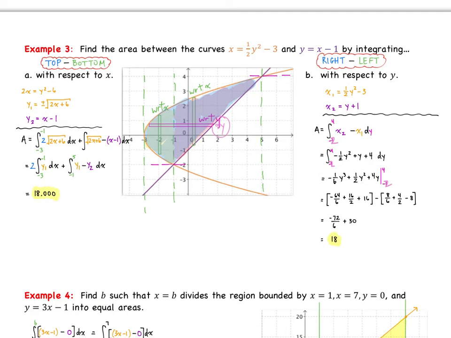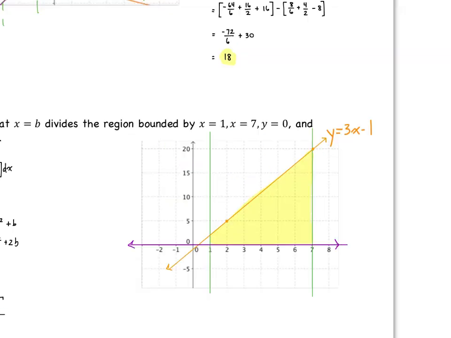This very last example, I want you to find b such that x equals b divides the region bounded by x equals 1, x equals 7, y equals 0, and the line y equals 3x minus 1 into equal areas. First thing I want you to do is draw the bounded region. So graph this situation and see what your bounded region is. After you do that, check back.